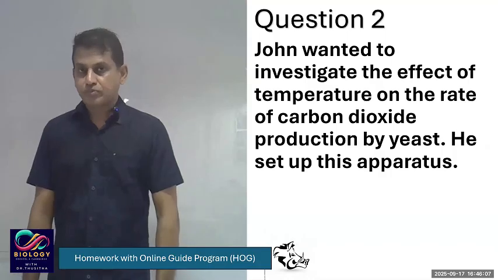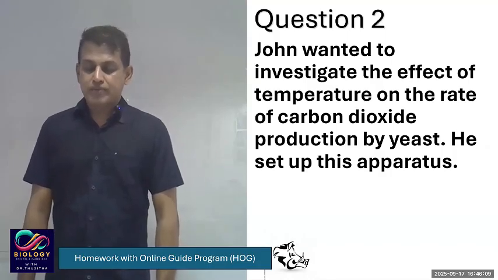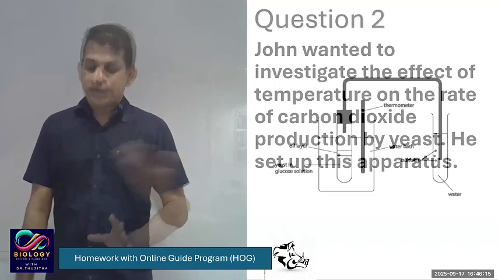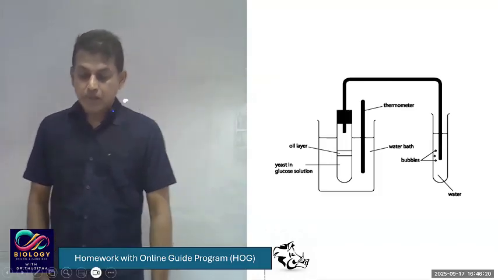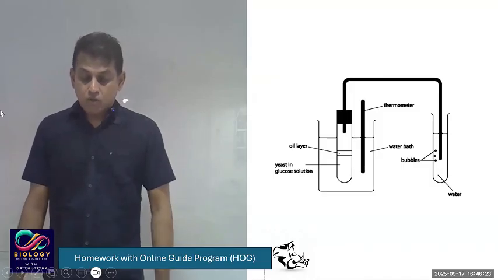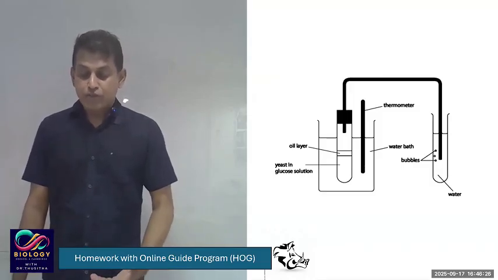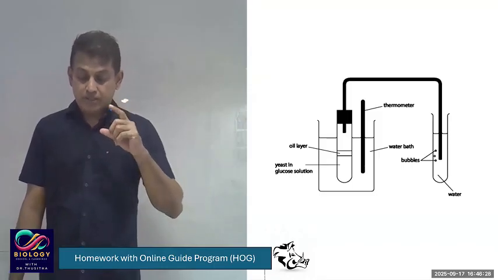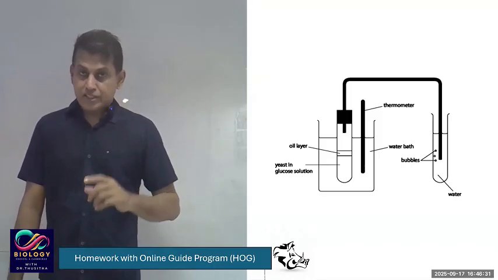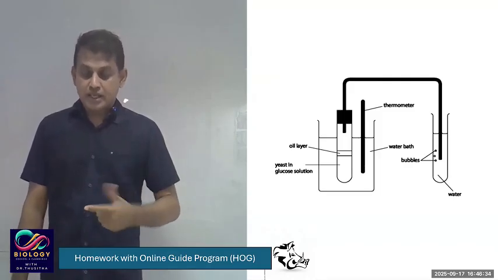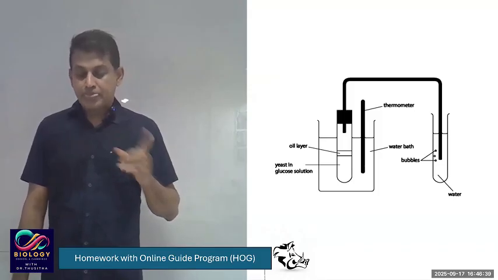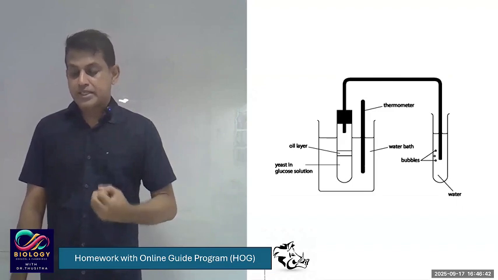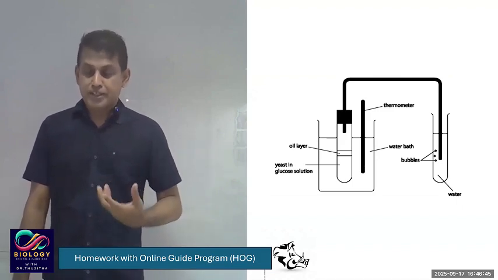Question number 2. John wanted to investigate the effect of temperature on the rate of carbon dioxide production by yeast. He set up this apparatus. You can see in this apparatus there is a water bath, and inside the water bath the student placed a test tube. Inside the test tube you have glucose and yeast, and the top layer is covered with oil. It is connected to another test tube, and we can see bubbles coming when the reaction is active.